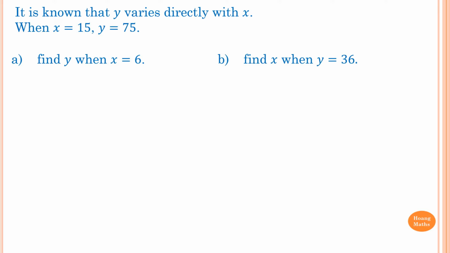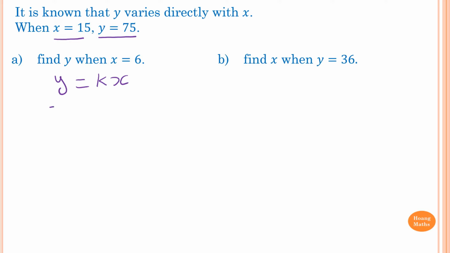So we know that y varies directly with x. So step number 1, we write down the general rule first, which is y is equal to kx, because y varies directly with x. Now, when x is 15, y is equal to 75. So we need to find k first. So we use these two values here to find the value of k.